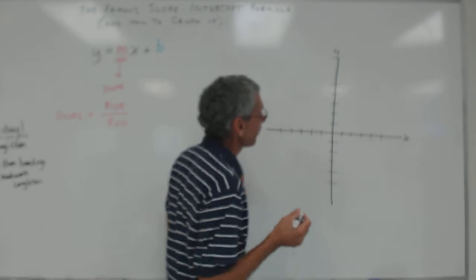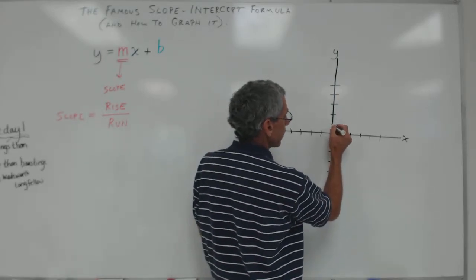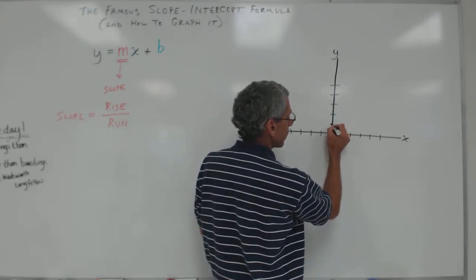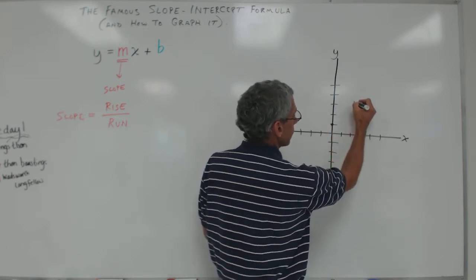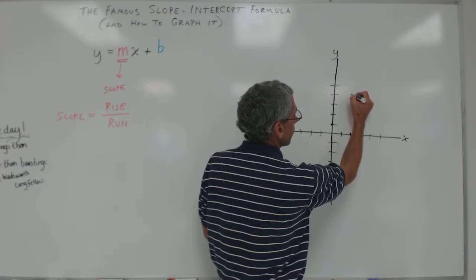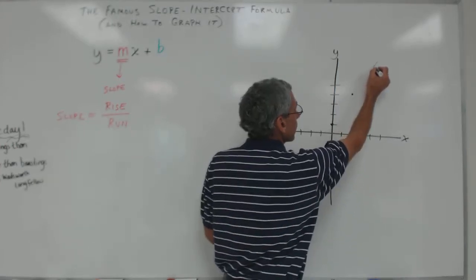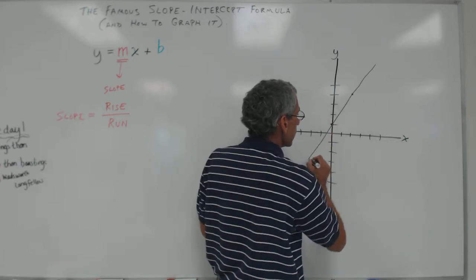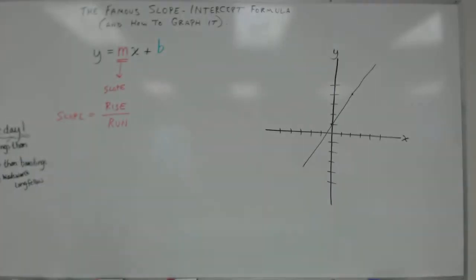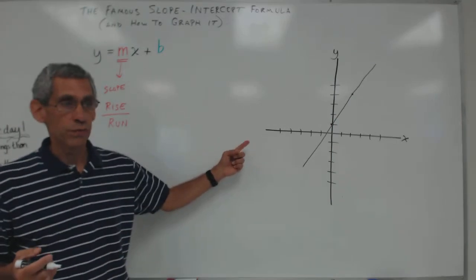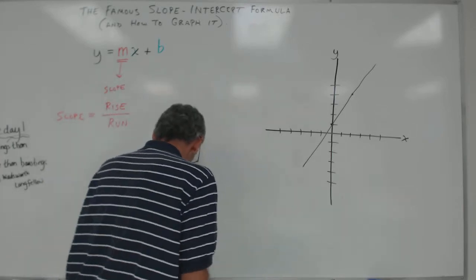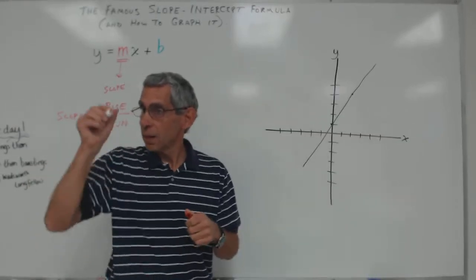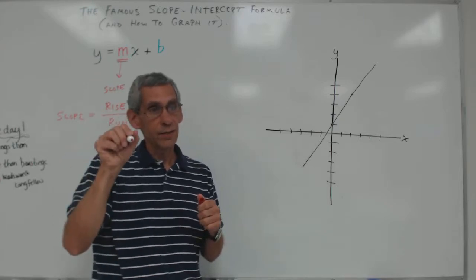Let's say I have a point right here, and let's say I have a point right here, and I have a straight line that goes through those 2 points. Okay, you with me? And I ask you, what is the slope of this line? So I'm actually going to create a rise and a run.